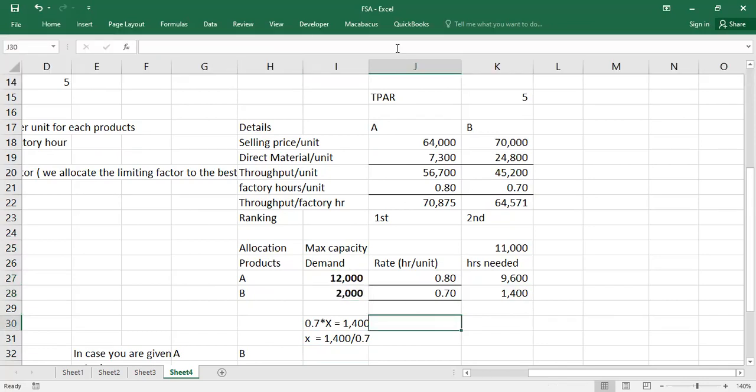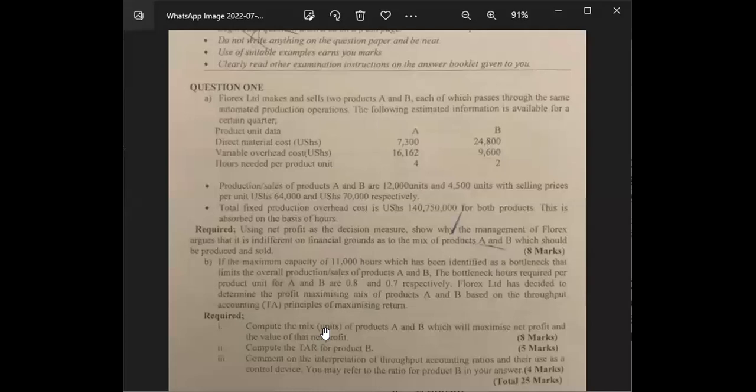Okay, so let's continue with the question. So they asked for you to compute the mix units of product A and B, which you have done, which will maximize the net profit. Okay, and the value of net profit. The value of net profit, let me take you there.